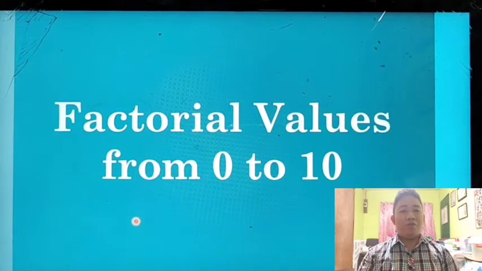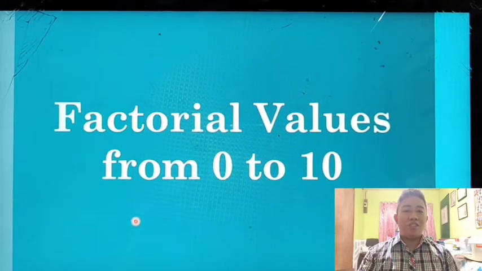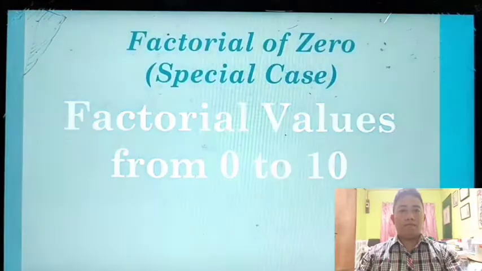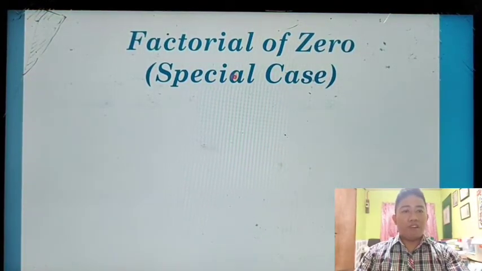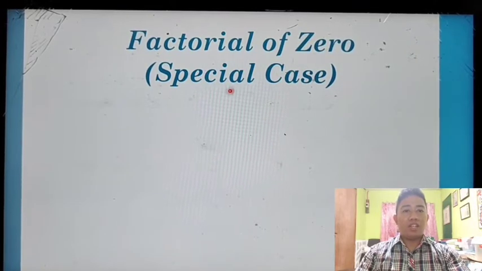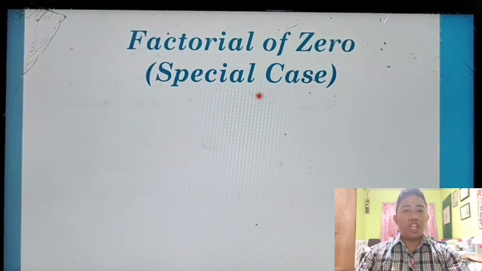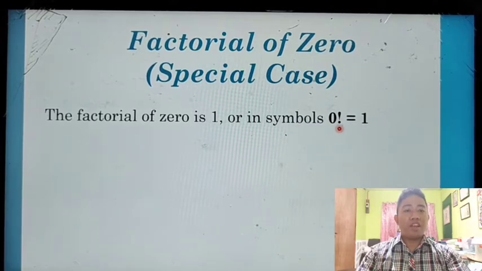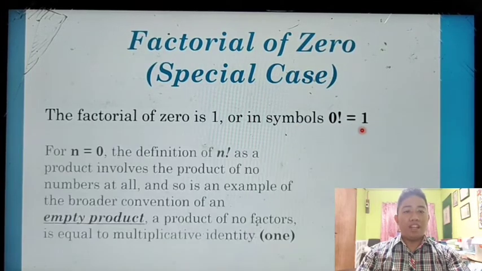Okay, so my dear viewers, learners and students, here are some factorial values from 0 to 10. Let us start with the factorial of 0, which is known as a special case. There are many conjectures and counterexamples related to the factorial of 0. The factorial of 0 has the value 1. In symbols, we denote that 0 factorial is equal to 1.